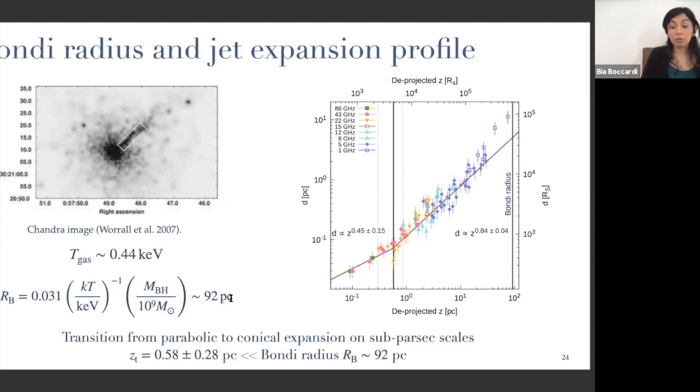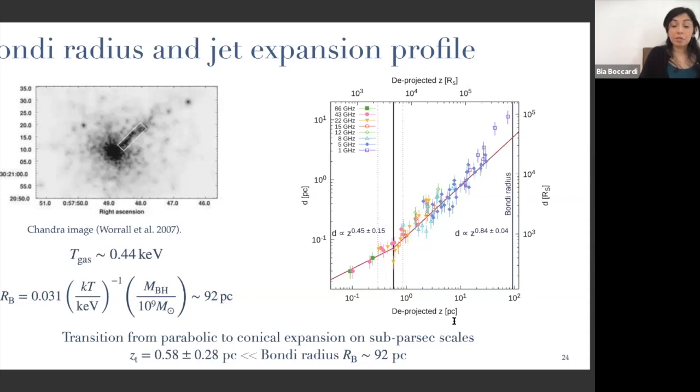So the Bondi radius is really much, much larger than the distance at which we observe this transition, unlike in M87. Therefore, it seems unlikely for this source that it is actually the accretion flow that is confining the jet, just because the two scales are really so much different.